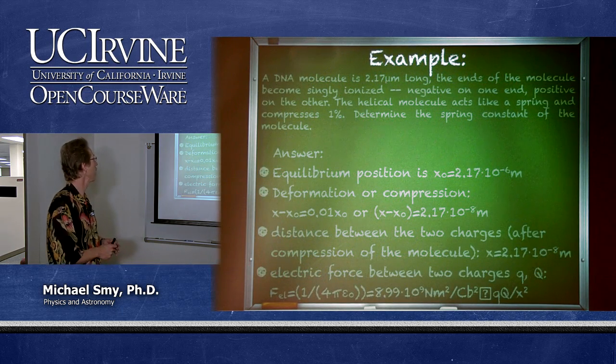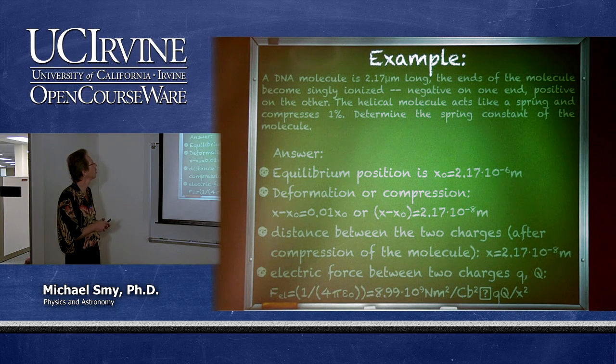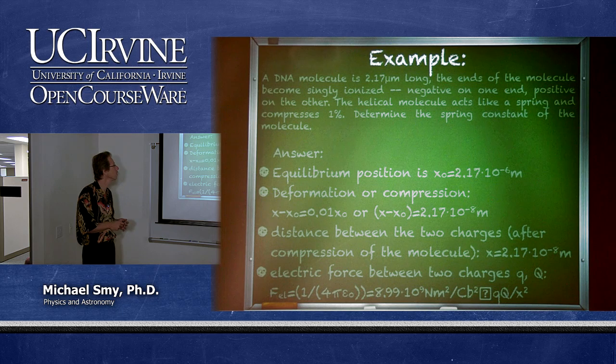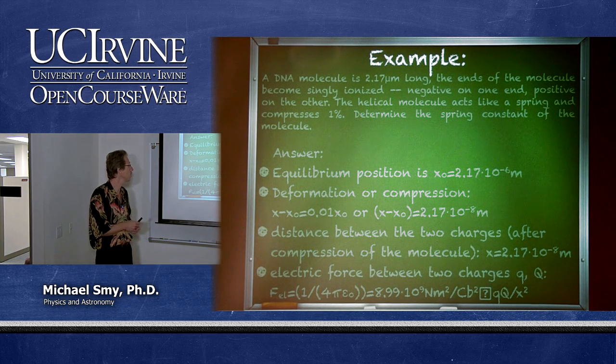So let's look at an example. Let's look at a DNA molecule, which is 2.17 micrometers long. And a DNA molecule, because of its double helix structure, can act like a spring.